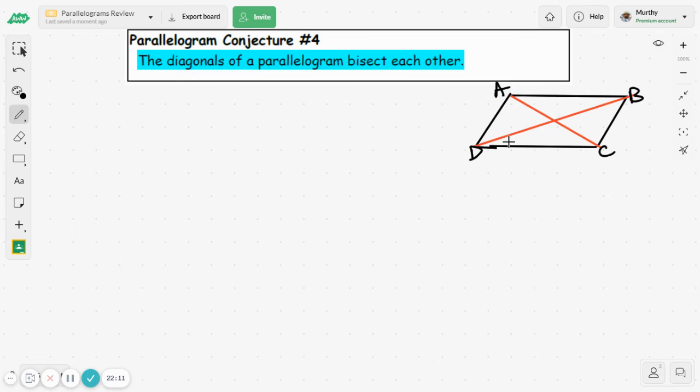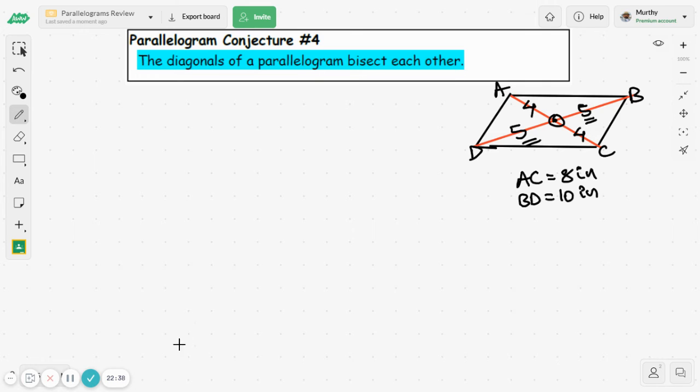Let's say AC equals 8 inches. Bisected means that it is made into two equal halves. Let's say BD equals 10 inches. So that is also bisected into two equal halves. Two equal halves means that these two pieces are equal.